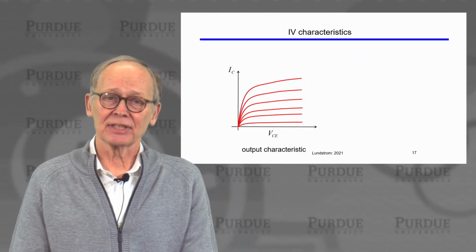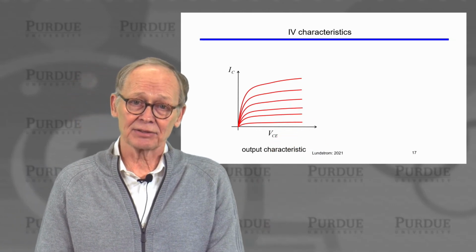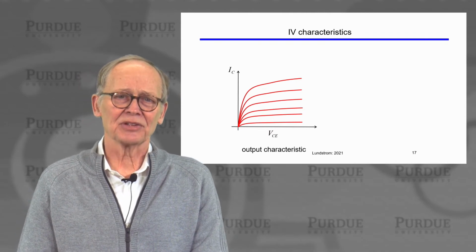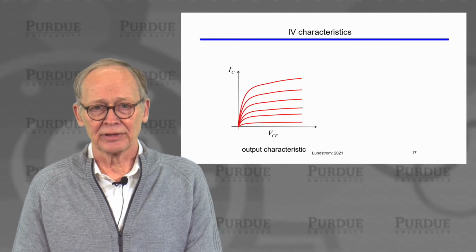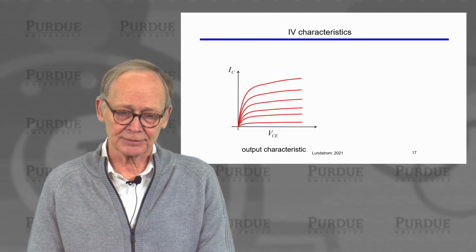The IV characteristics of a bipolar transistor look similar to the IV characteristics of a MOSFET. So we have these same transistor-like characteristics because the internal operation is very similar, manipulating energy barriers with voltages that we apply to the terminals.